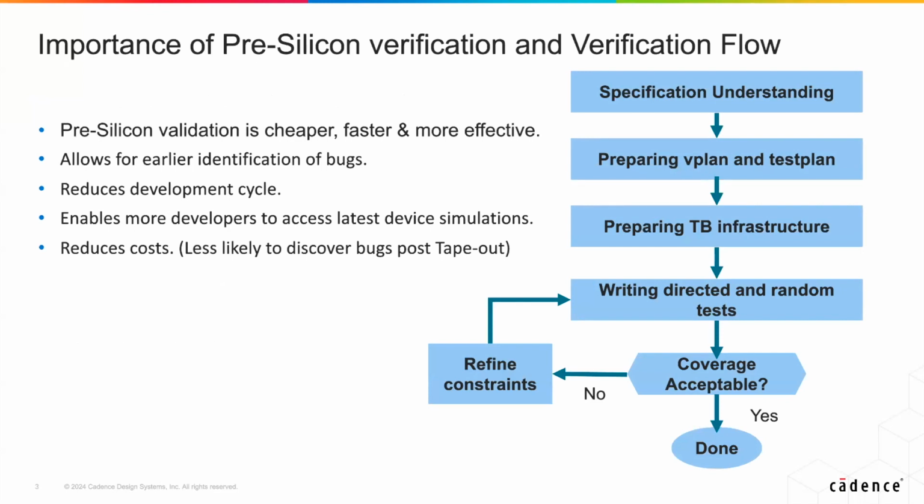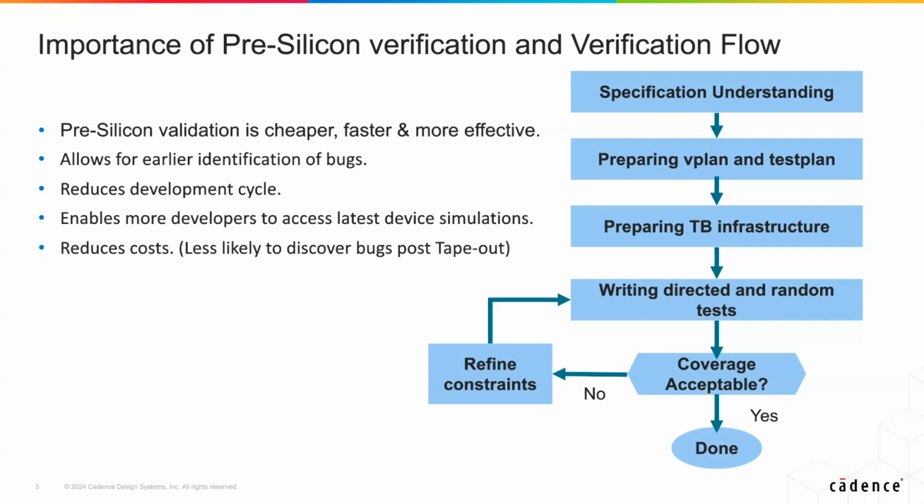First of all, why should we do a pre-silicon verification? Pre-silicon is basically cheaper, faster, and more effective than post-silicon verification, since you can easily catch bugs before production. You can catch bugs earlier. You can easily show the design because it's easier to share software than sharing hardware.